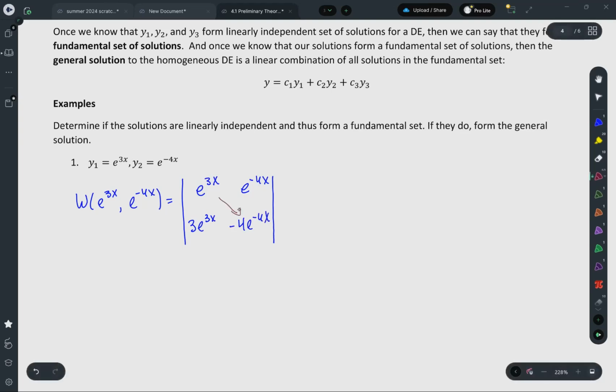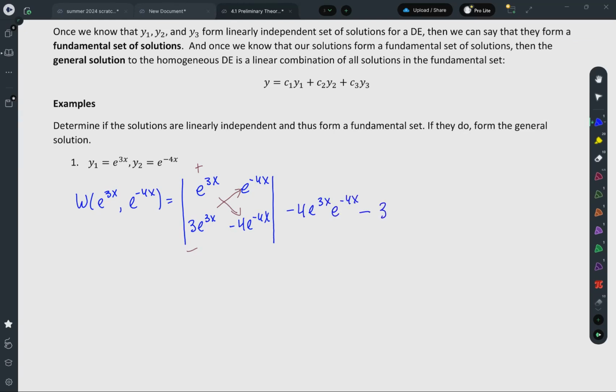I get my diagonal product, and it's going to be negative 4e to the 3x e to the negative 4x minus 3e to the 3x e to the minus 4x. I got to simplify that. This is equal to negative 4 e to the minus x minus 3 e to the minus x, and that is equal to a negative 7e to the minus x.